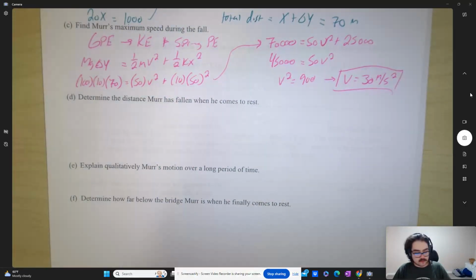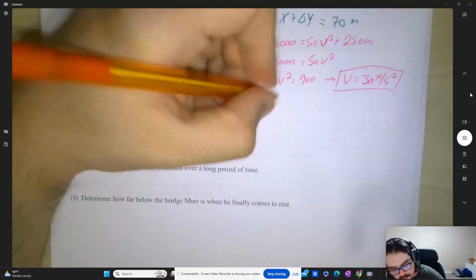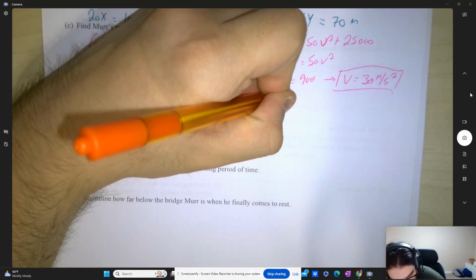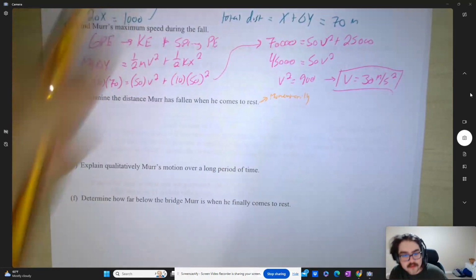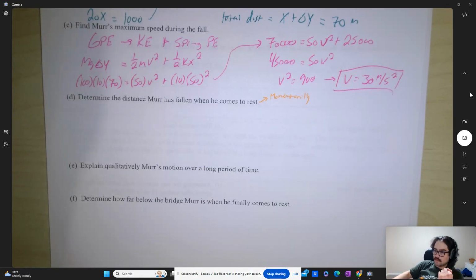How far does he go when he comes to rest? That's a good question. This is talking about when he comes to rest, which I should probably say is momentary. If you've ever been bungee jumping, what happens is that you jump down and the cord stretches and slows you down at the bottom of your fall until you hit the maximum stretch of the cord, and then you're momentarily at rest and then it flings you back up.